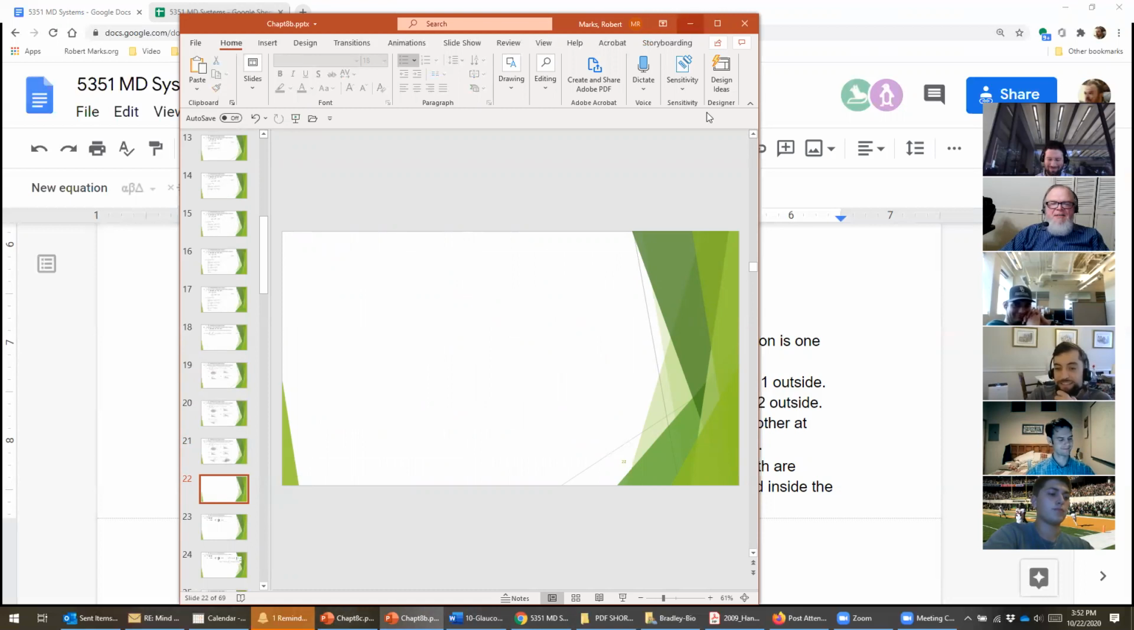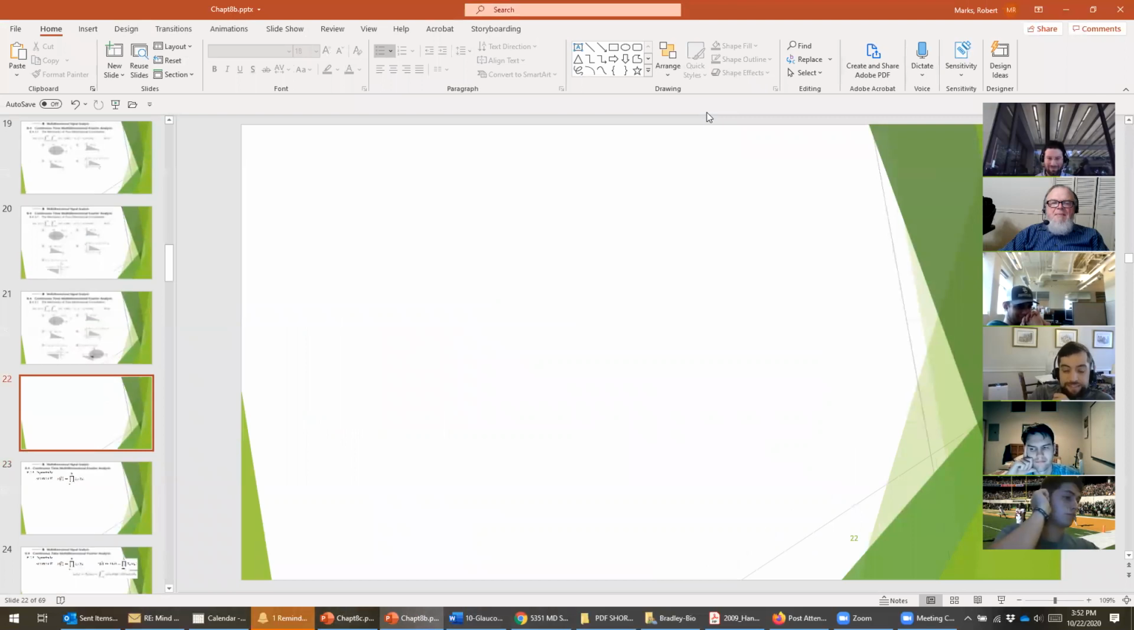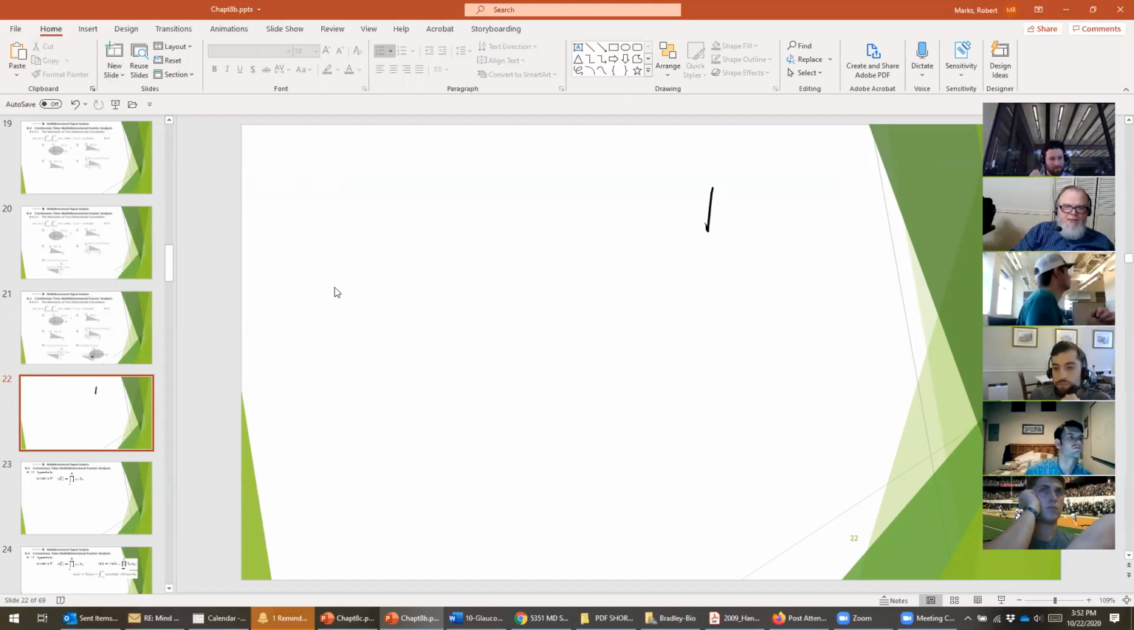So let me say what David is doing here. Can you see my screen now? So we have a circle here on the T1, T2 plane. And the question is, what is the two-dimensional Fourier transform?